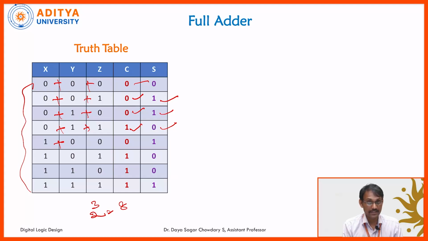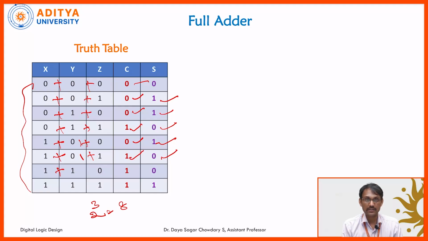Sum is 1. So 1 plus 0, here the sum is 1 and the carry is 0. Here 1 plus 0 is the sum 1 and the carry is 0. Sum 1 is there, right? So 1 plus 1, the sum is 0 and the carry is 1. So likewise we have to represent.